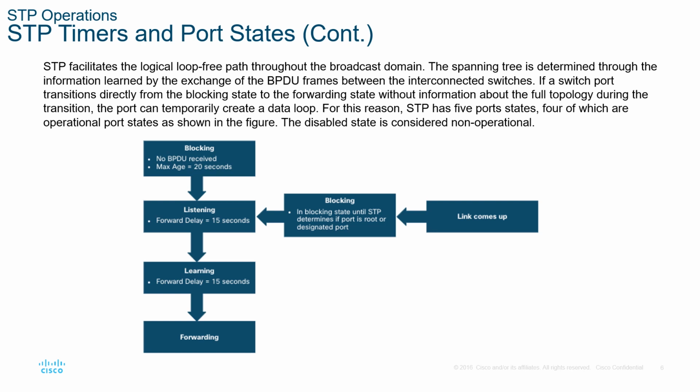But if a switch port transitions directly from blocking, meaning first the port is in the blocking state, but it transitions directly to forwarding state without information about the full topology, basically it could create a data loop. Hence, to achieve a loop-free environment, they need to go through these four port states, which are blocking, listening, learning, forwarding. They must go through this.